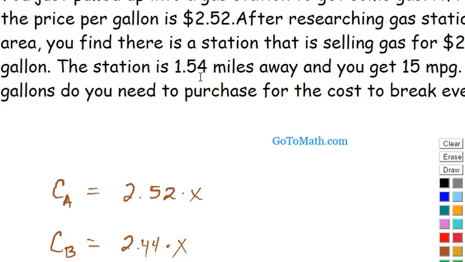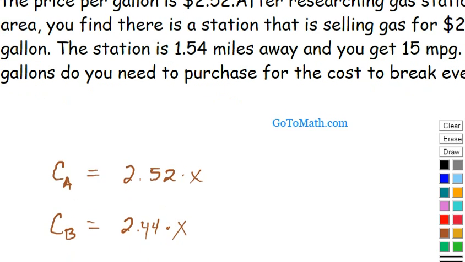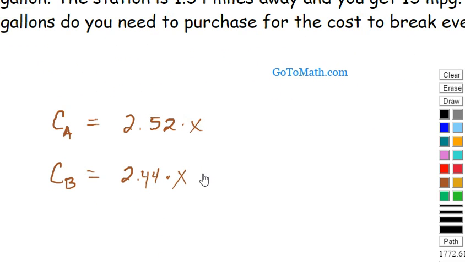The station is 1.54 miles away, and you get 15 miles per gallon. So we've got to figure out what that cost would be. Now I know that there's gas already in your tank, and that's actually what you're going to be using, and who knows what you paid for that gas. But we're going to consider the gas that you actually purchase at that particular gas station, which was $2.44 per gallon. Okay, so that's what I was talking about when it comes to the details.